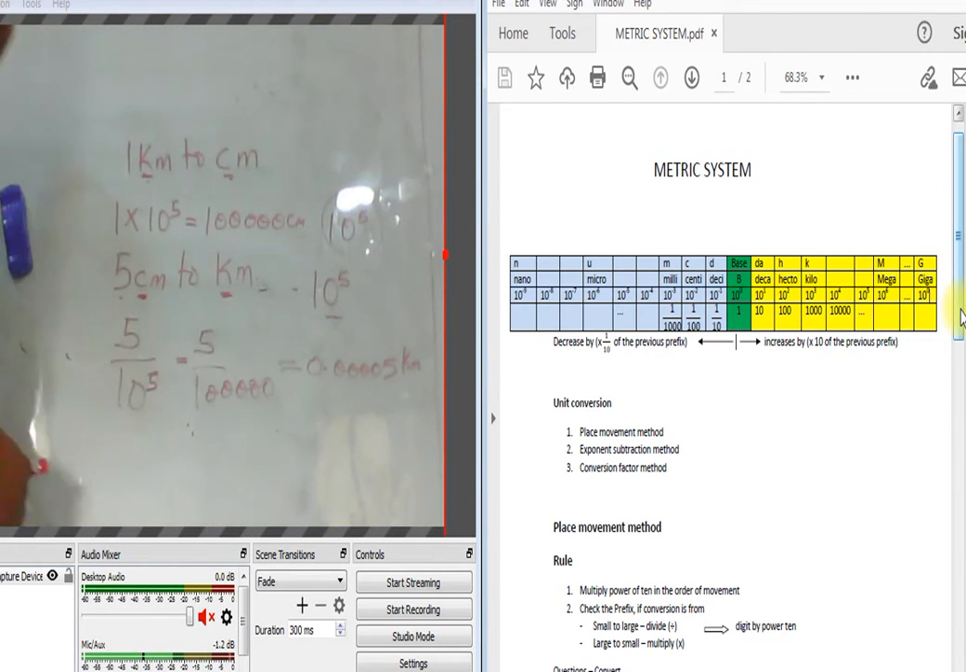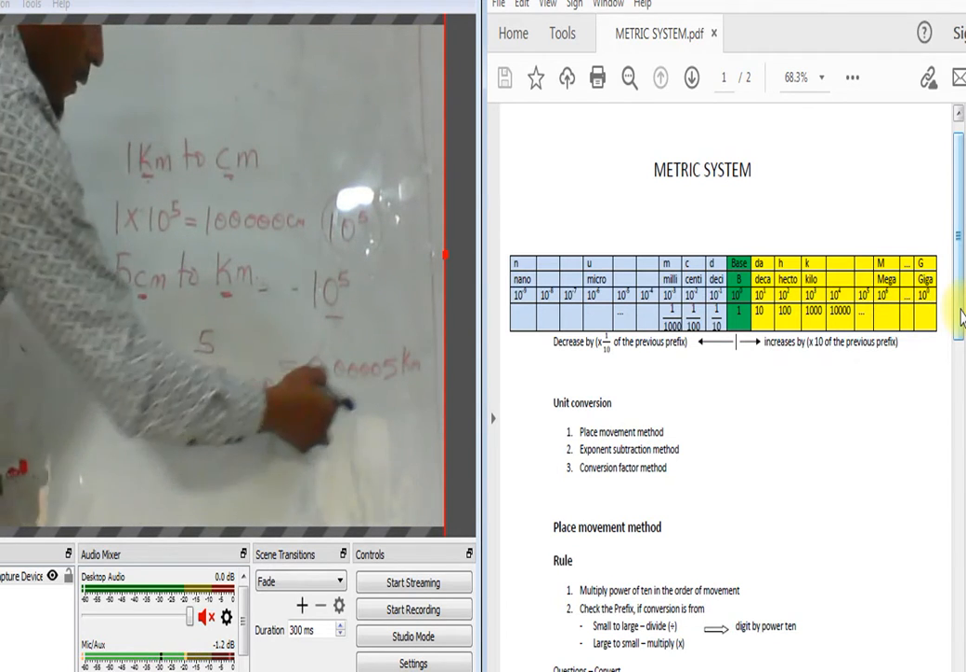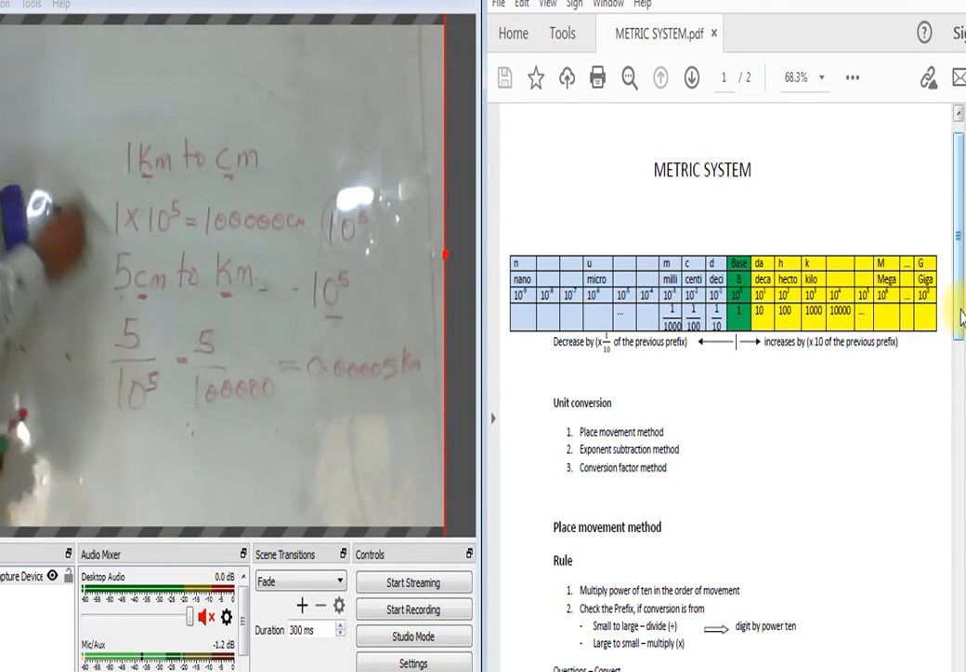Okay? I hope you can see the screen there. 0.00005 kilometer. So I have 1, 2, 3, 4, 5 here. 1, 2, 3, 4, 5. Okay, that's it.